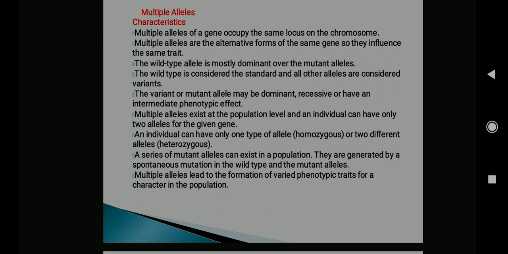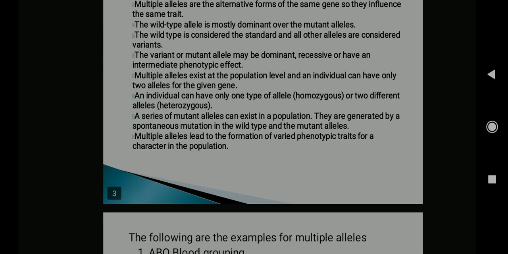An individual can have only one type of allele, homozygous, or two different types, heterozygous. A series of mutant alleles can exist in populations. They are generated by spontaneous mutations. So multiple alleles lead to the formation of variant phenotypic traits for a character in populations.